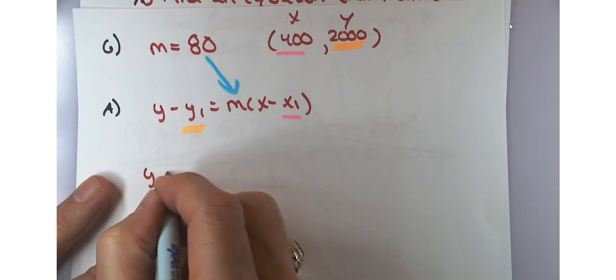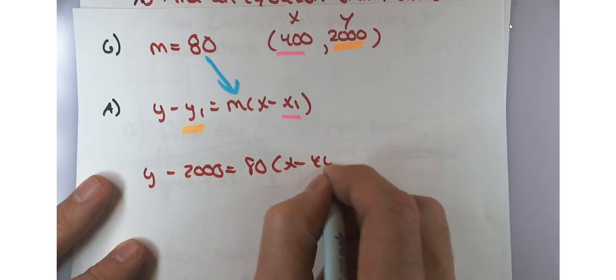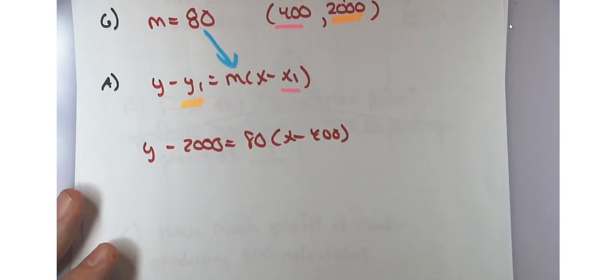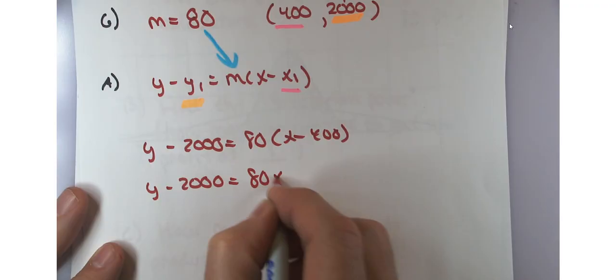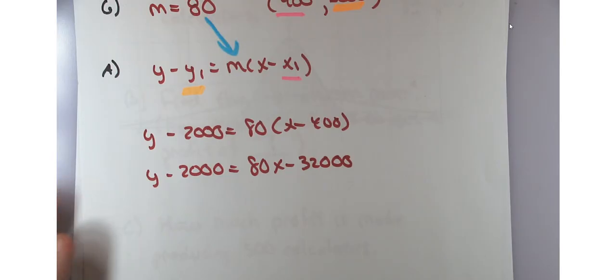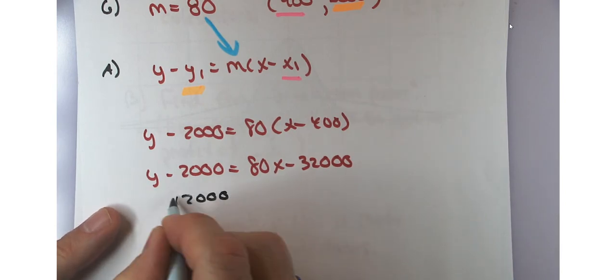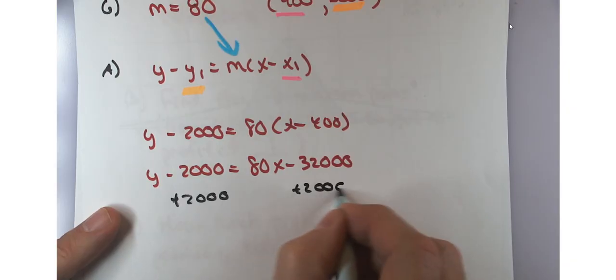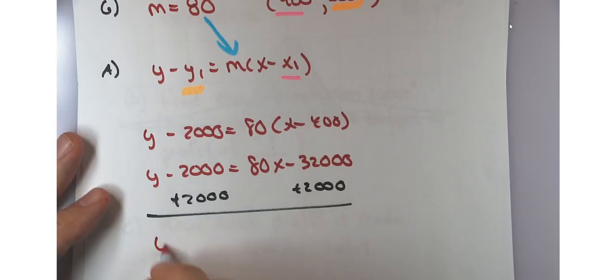Y minus 2,000 equals 80 times x minus 400. So y minus 2,000 equals 80x minus 32,000. What do I have to do to solve for y? How about add 2,000? To get y by itself, I'll add 2,000. You can do that on a calculator if you like, but you should end up with y equals 80x minus 30,000.